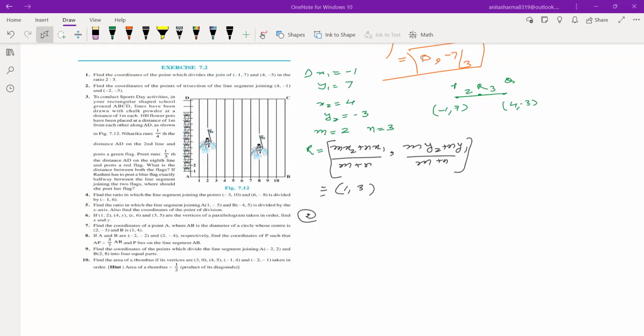Yes, ma'am. Okay. Now next is find the coordinates of the points of trisection. This type of question we already did, right? So trisection is given. So this is P, this is Q. Now there will be how many cases? Two cases. For first case, value of M will be 1, value of N will be 2. And for second case, the value of M will be 2 and value of N will be 1. Calculate it and tell me the answer.